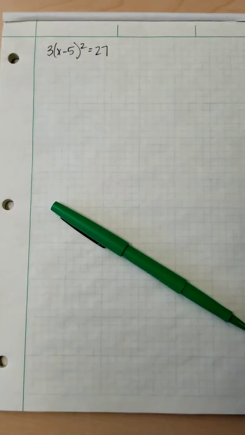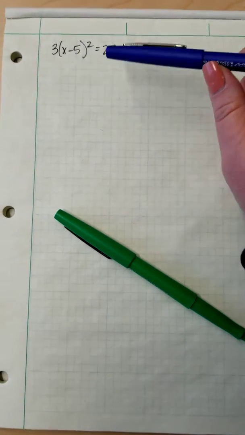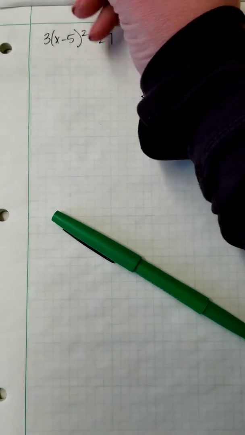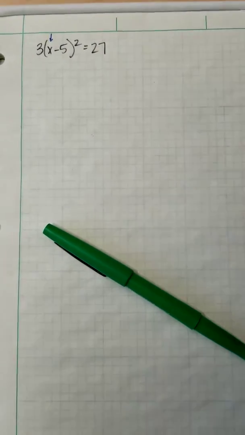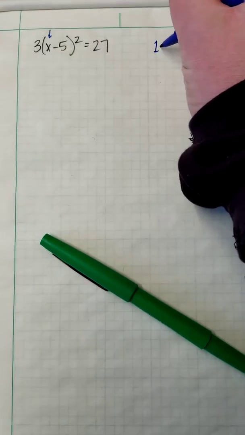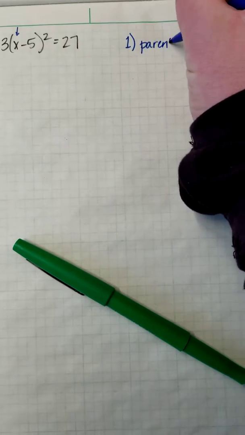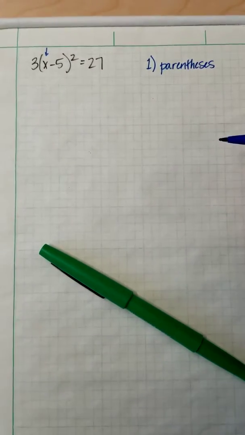Okay, I have chosen to model the equation 3 times the quantity (x - 5) squared equals 27. The way I'm going to go about this is I think about if I were to plug something in for x, the order of operations I would follow would be first to evaluate anything inside of the parentheses. So I would take the x value and subtract the 5.